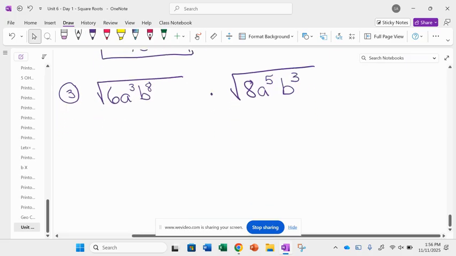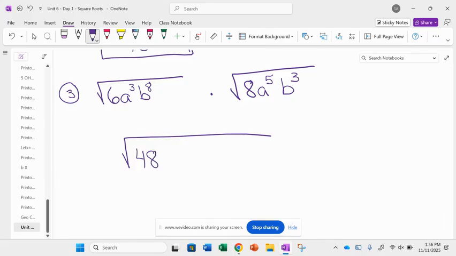Okay, so no coefficients to multiply, so I'm going to go ahead and multiply the radicands. 6 times 8 is a 48. A to the third times A to the fifth is what? Don't tell me A to the 15th. A to the 8th. Very good. B to the 8th times B to the third is B to the 11th.